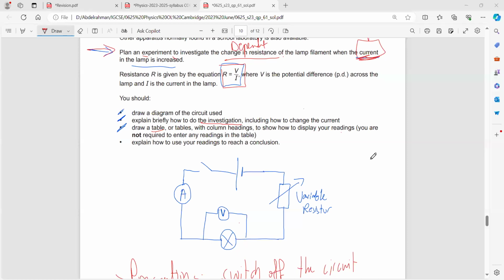What you are talking about is the thermistor. Please do not mix them up. A lamp gets hot after some time. When it gets hot, the resistance increases and the voltage increases. That's it for this test.